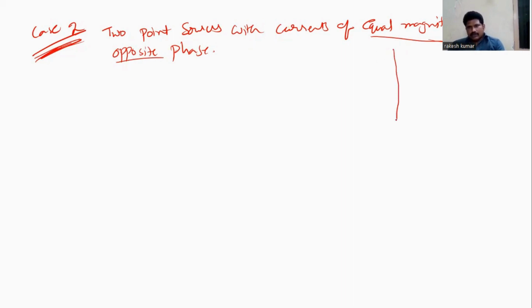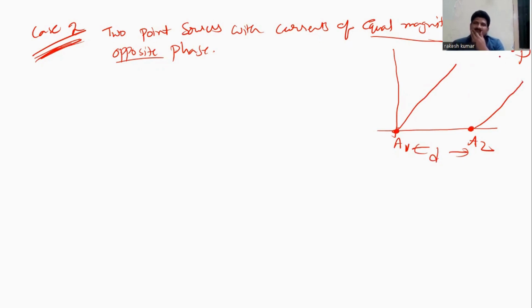Let us consider this is the origin. This is point source A1 and this is point source A2, and both are separated by a distance of d. Let us consider this is point B. No doubt A2 will reach point B earlier when compared to A1. So what is the path difference? The path difference is d cos theta.